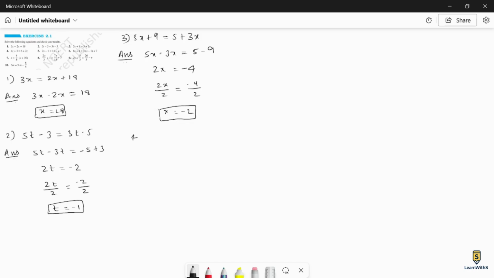Now, fourth question. 4z plus 3 is equal to 6 plus 2z. Now 4z minus 2z is equal to 6 minus 3. 2z is equal to 3. Here we have to divide by 2 on both the sides. So z is equal to 3 by 2.